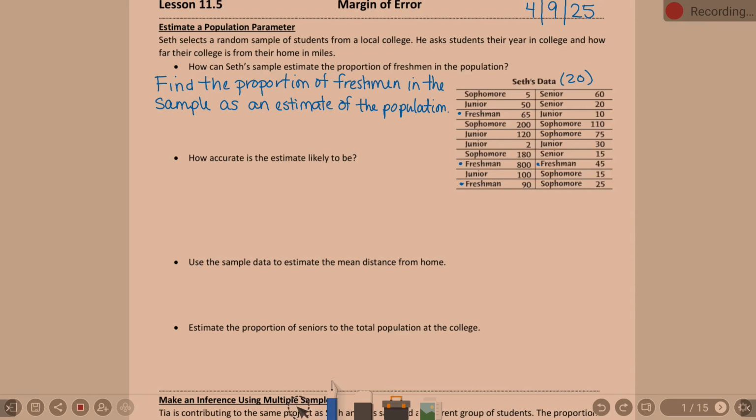We agreed that there were 4 freshmen out of 20 students surveyed. What other ways can we express 4 out of 20? Okay, 4 out of 20 reduces to 1/5. So we can say 1/5 of the sample is freshmen. What else? Okay, 20%. What else?